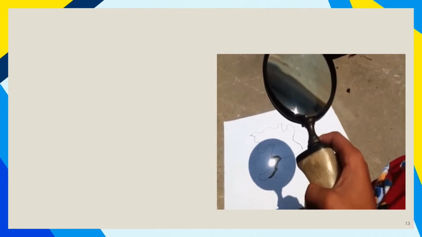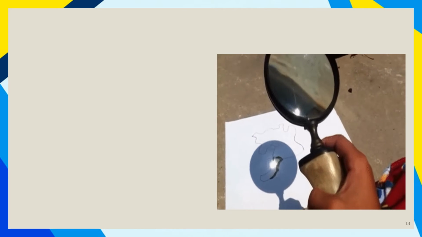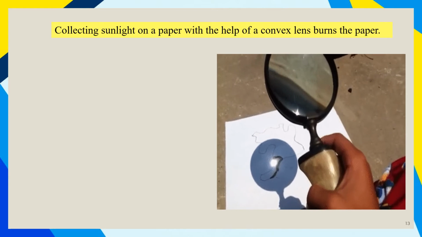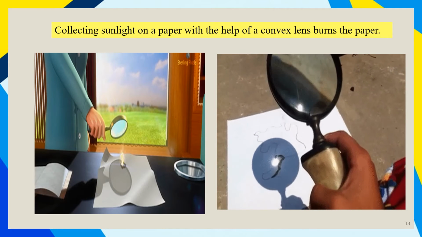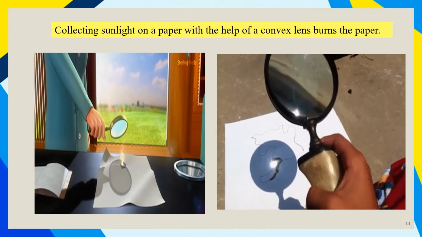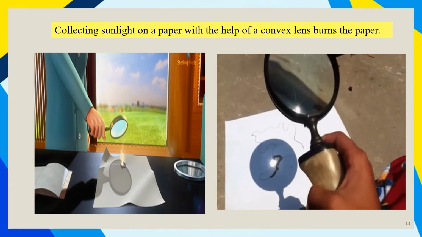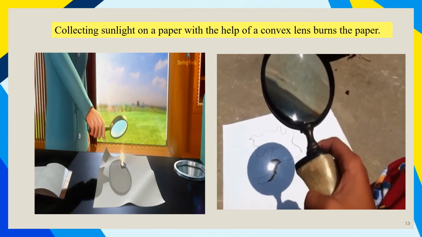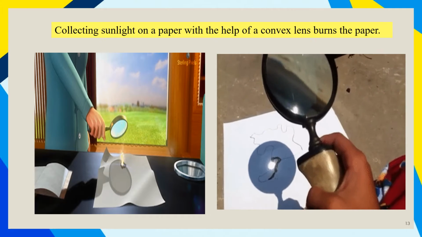Here, if you place a magnifying glass in sun over a paper, you will notice that the paper tends to burn. Collecting sunlight on a paper with the help of a convex lens burns the paper. All the things that we learned with the three examples, we were talking about energy. In this example also, the solar energy is concentrated onto the particular point of the paper where that energy gets converted into heat energy, and you can see that it starts to burn.